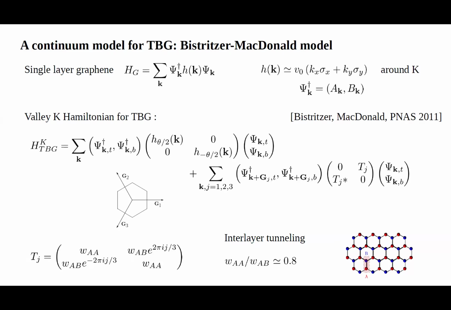And so this gives you this matrix here. And in general, electrons prefer to be tunneling from A to B. This is the preferred stacking of graphene layers. So this leads to relaxation effects. And it means that typically we have a ratio of WAA to WAB that's less than 1 and roughly around 0.8.